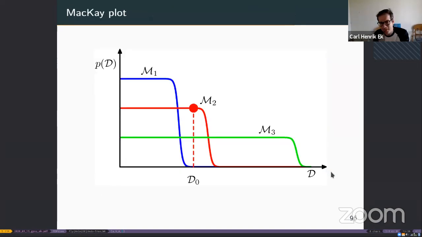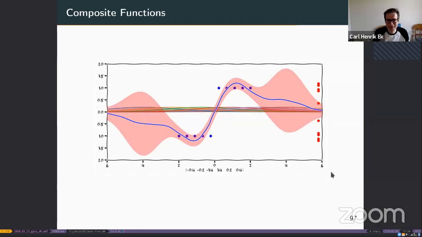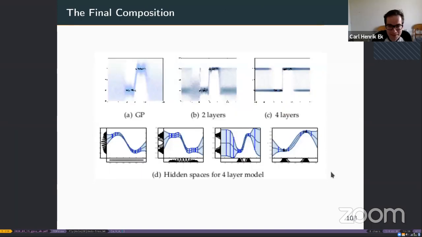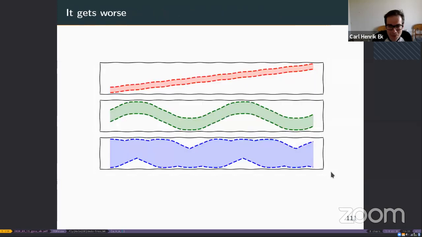So now, let me see, I'm rushing a little bit on time here. One of the things, let me see, I'm just going to rush this.